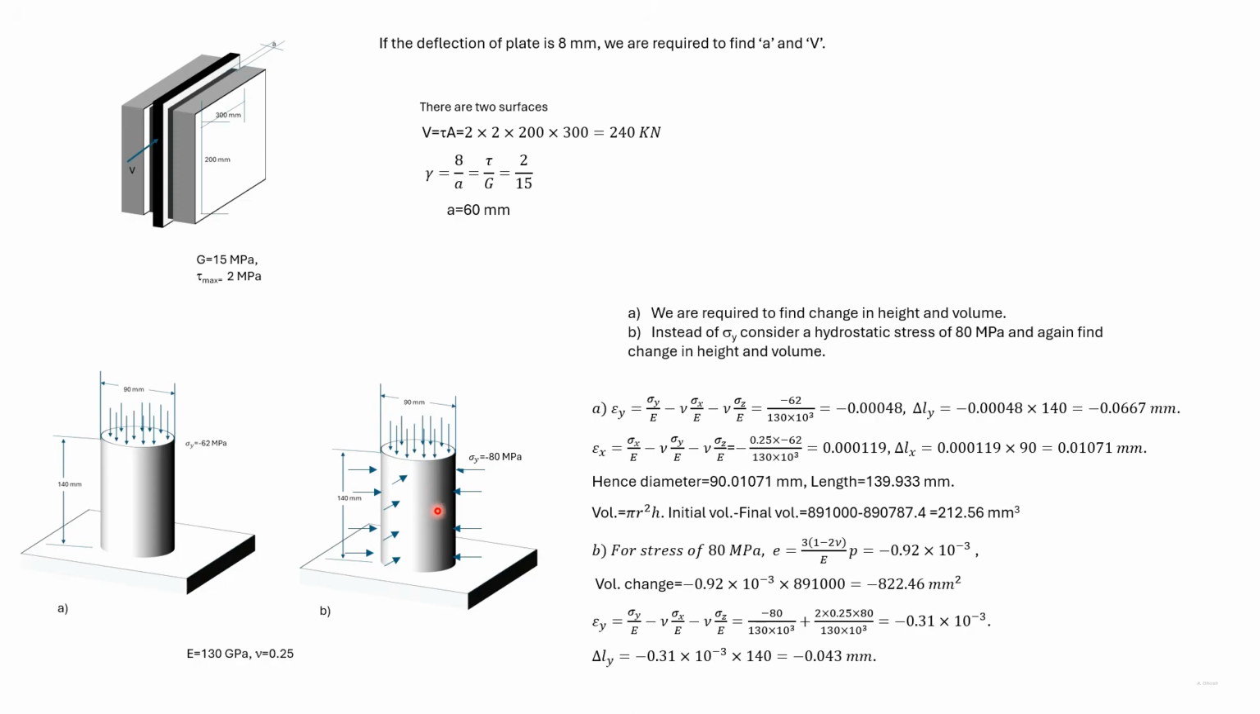Now, to find the change in volume, we can use the equation of dilation. So we can find E. We know the pressure, and once we have found E, we can multiply by the volume to find out the change in volume.